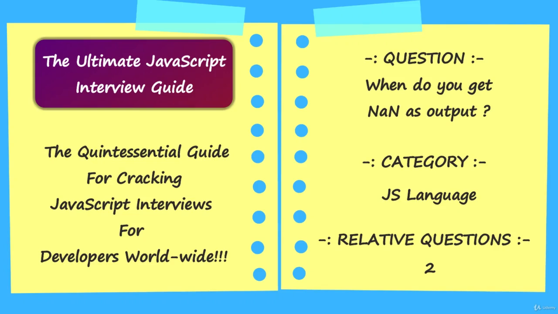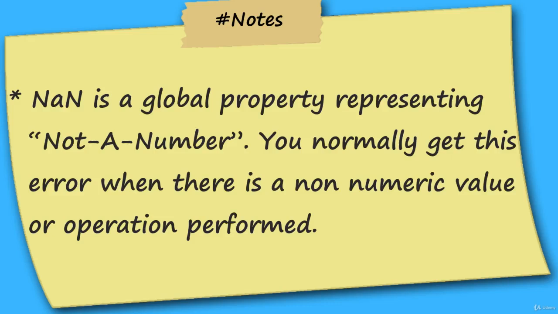As promised in the previous question, we are discussing NaN in this section. The main question is, when do you get NaN as output? The category of this question is JavaScript language, and there are two relative questions. NaN is a global property representing not a number. You normally get this error when there is a non-numeric value or operation performed.